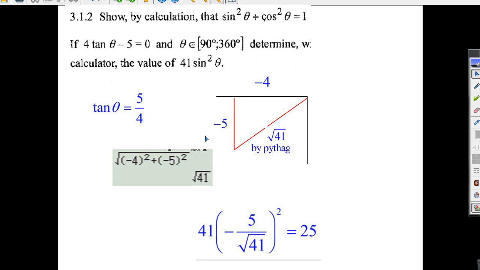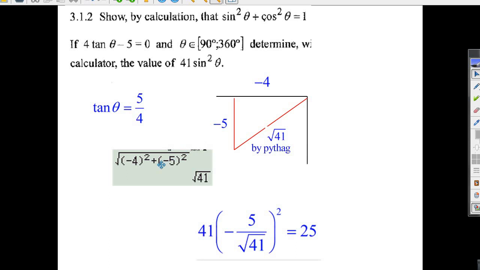It's somewhere between 90 and 360, so it's got to be in the second or the third or the fourth quadrant. But tangent's positive. Well, the only place it could be then is the third quadrant. That's why I drew the diagram down here. I knew that it had to be the third quadrant because tangent is positive, but it's not in the first quadrant. So it must be the third quadrant right here. Now, it's 5 over 4, but in this quadrant you're going down and you're going to the left. So it's got to be minus 4 and minus 5.